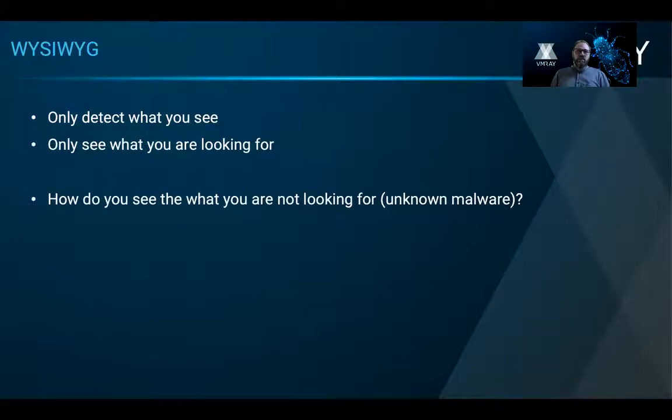When analyzing any type of malware, it's important to understand that you only detect what you see, and you only see what you're looking for. Most technologies have specific things they're looking for when analyzing a piece of software. So how do you see something that you're not actually looking for? How do you detect unknown malware?